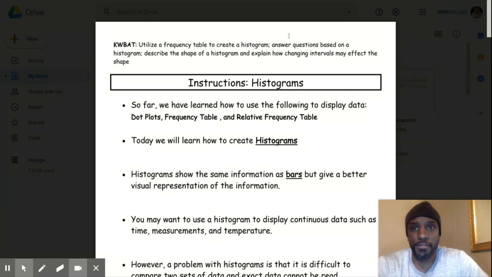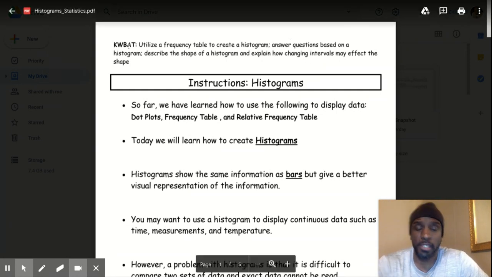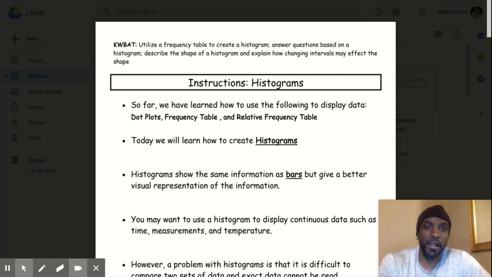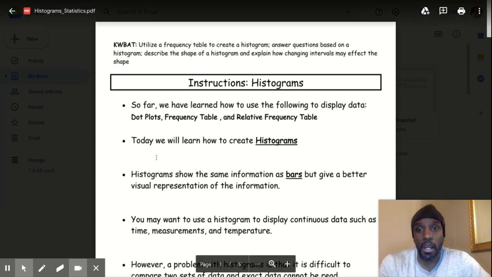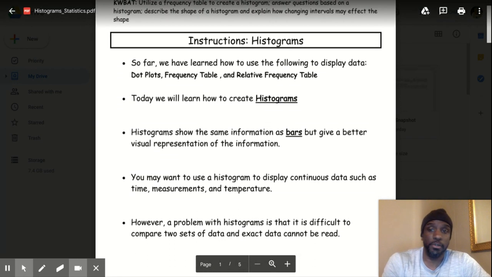So the first part, the objective. The objective is to utilize a frequency table to create a histogram, answer questions based on the histogram, describe the shape of the histogram, and explain how changing intervals may affect the shape. All right. So far we have learned how to use the following to display data: dot plots, frequency tables, and we're now going to do relative frequency tables. Today we're going to learn how to create a histogram.